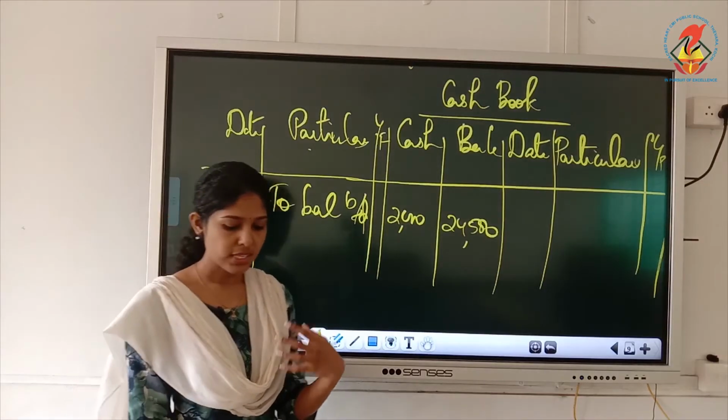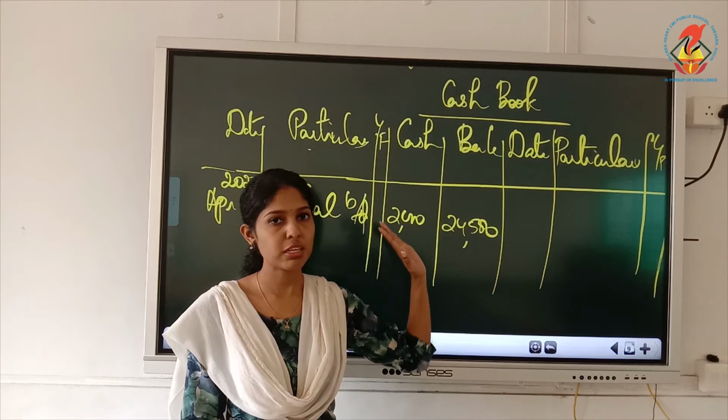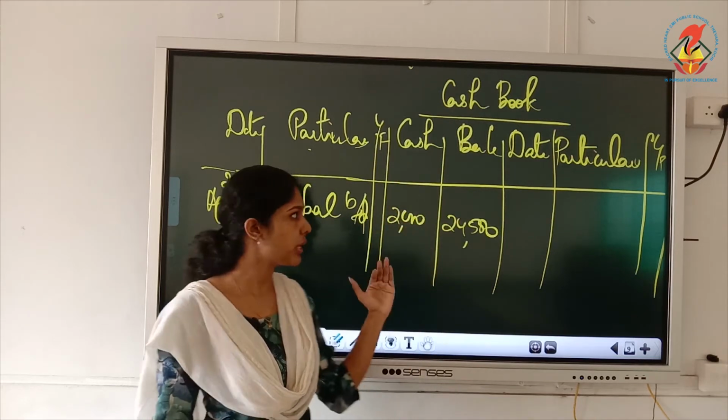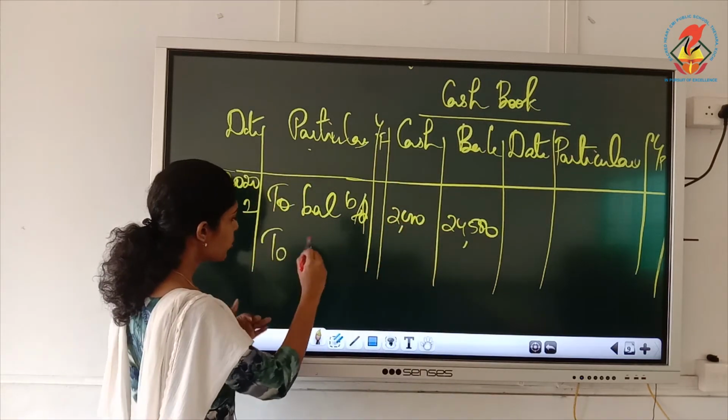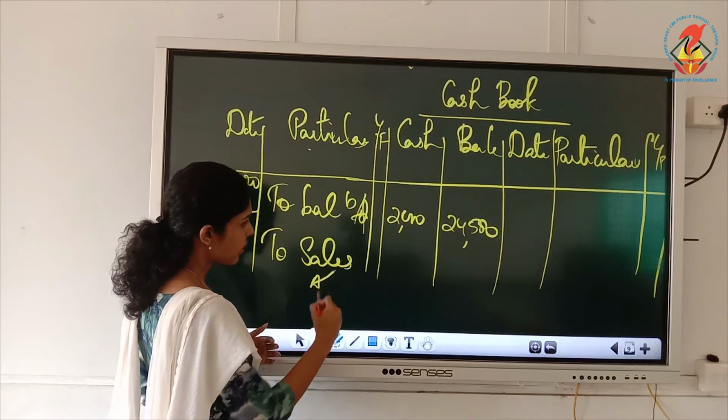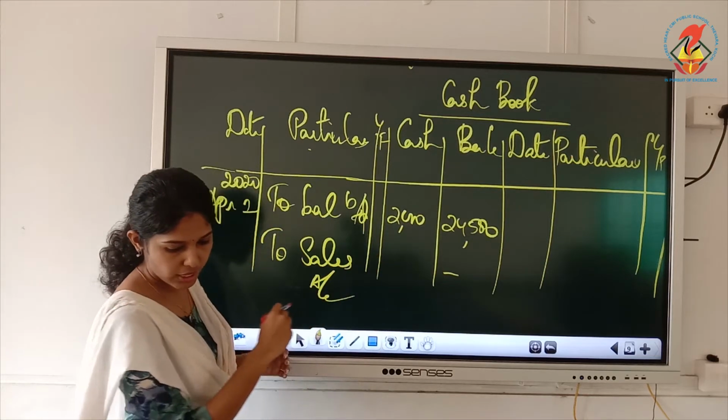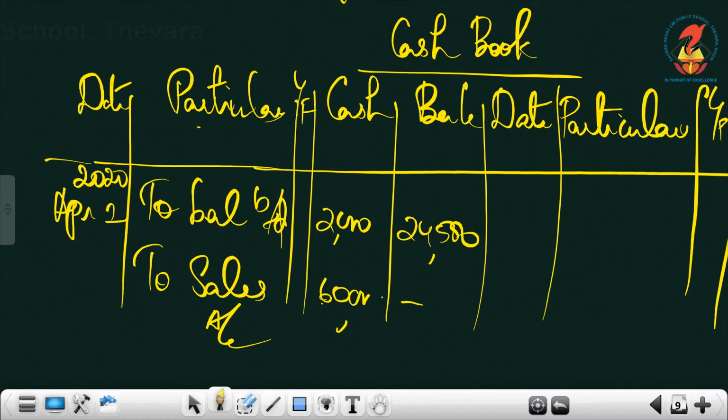Yes. The next one is cash sales. So, the journal entry will be cash account debtor to sales account. So, do the posting as to sales account. In the cash column, you must write the amount 60,000, the transaction on April 2nd.